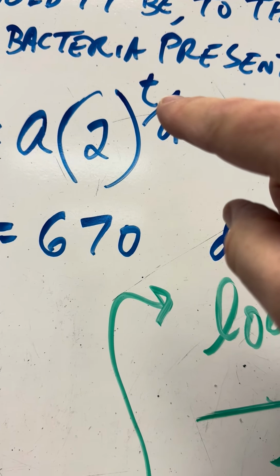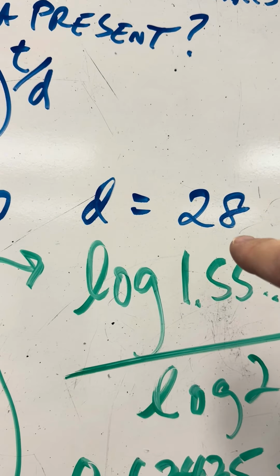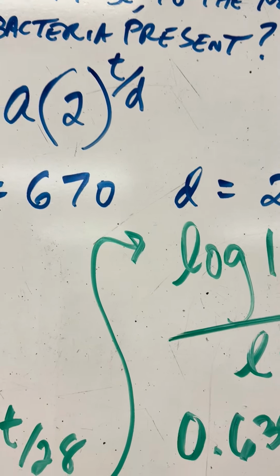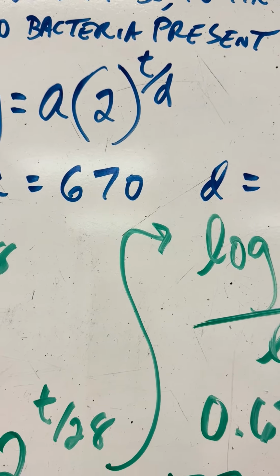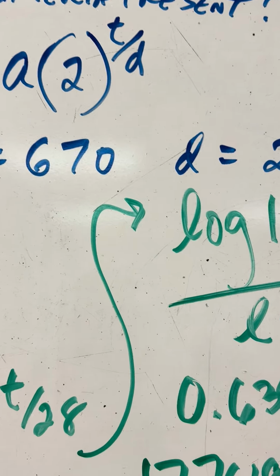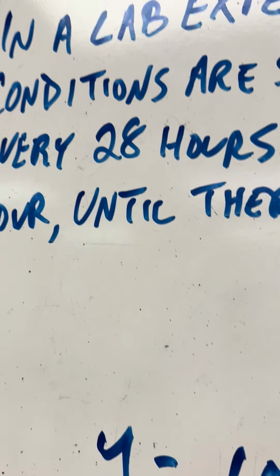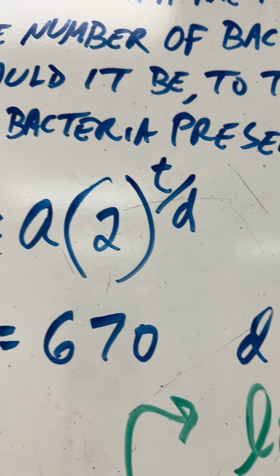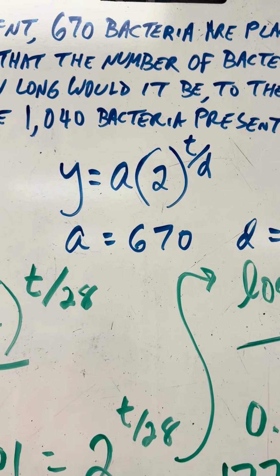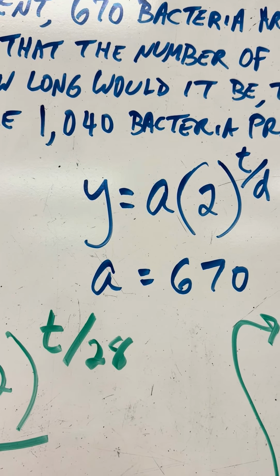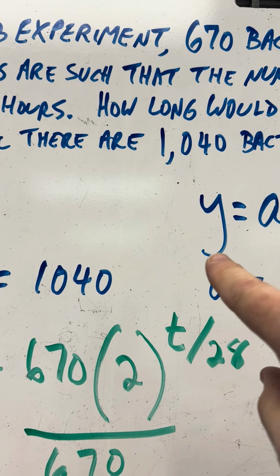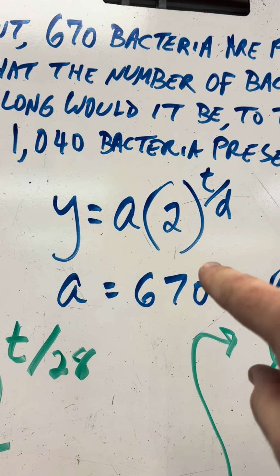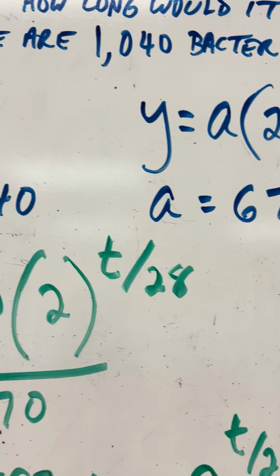T is time, and D is the number that the time is being related to. For example, hours, minutes, seconds, whatever the amount of time actually is in this case. So like here, every 28 hours, 28 is your D, okay? So all I'm going to do is plug in these numbers. I'm going to say 1,040 equals 670 times 2 to the T over 28, all right?